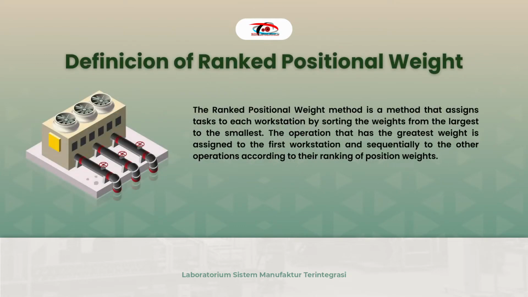Okay, for this outline, I will explain the definition of ranked positional weight. The ranked positional weight method is a method that assigns tasks to each workstation by sorting the weights from the largest to the smallest. The operation that has the greatest weight is assigned to the first workstation and sequentially to the other operations according to the ranking of position weight.